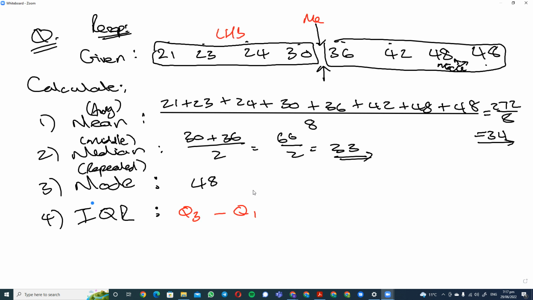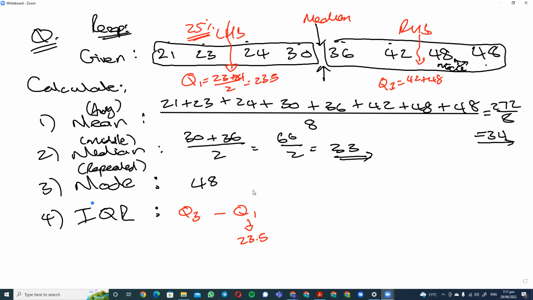Then the interquartile range is the third quartile minus the first quartile. So we go to the left-hand side, and we find halfway through it, which is the median of the left-hand side, which is 23.5 because we average it. And we've got the right-hand side, which is going to be the average of 42 and 48. It'll be 42 plus 48 divided by 2, which will equal 45. Now that we have those two values, we then subtract, and we get our interquartile range.